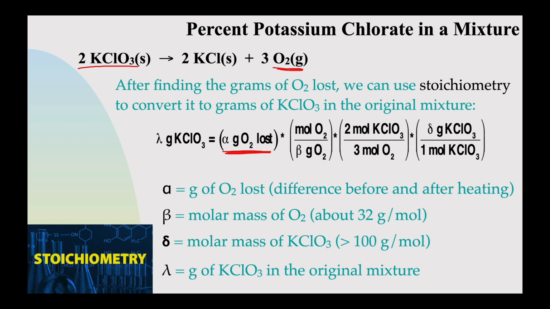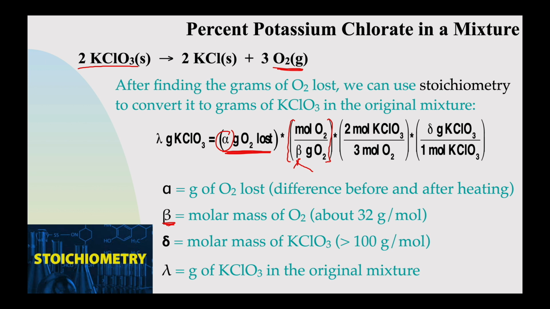If you turn the grams of oxygen lost, and it's alpha here, it's a small number, usually like 0.5 or something, you can turn the grams of oxygen into moles, which is this part right here. And grams can be turned into moles using the molar mass. That's what beta is. So on the periodic table, oxygen is about 16 grams per mole. O2 would be twice that, or about 32 grams per mole. So you'd put 32 in for beta, and that would turn your grams of oxygen into moles of oxygen lost.